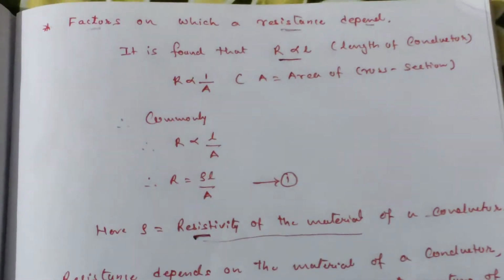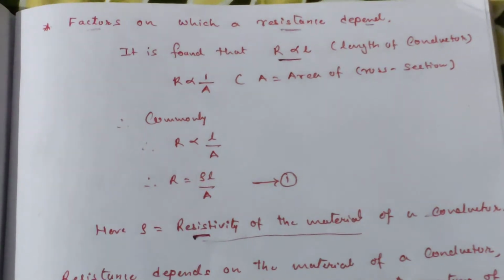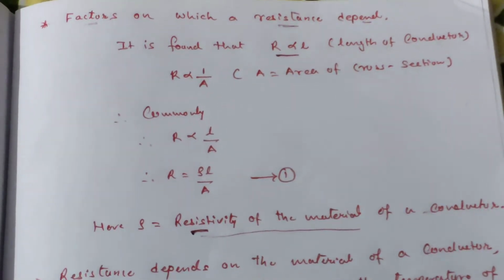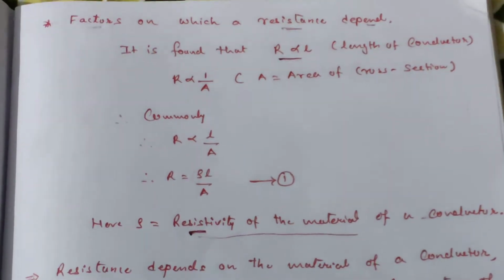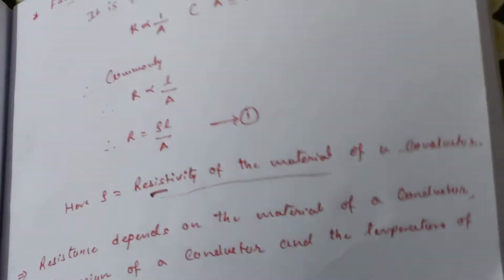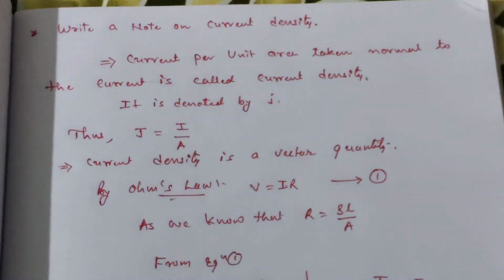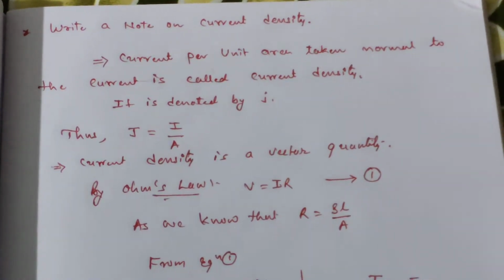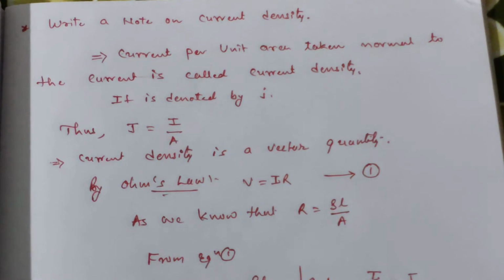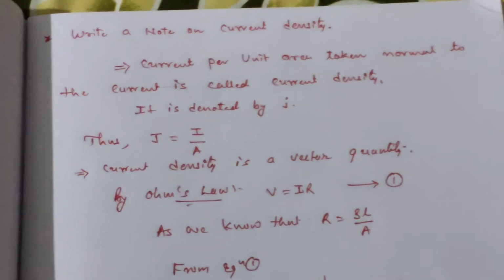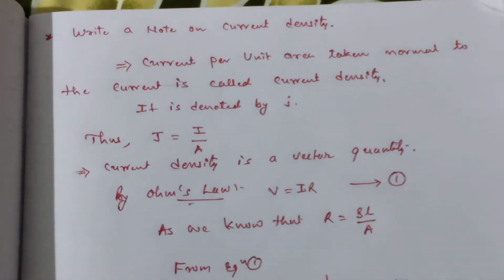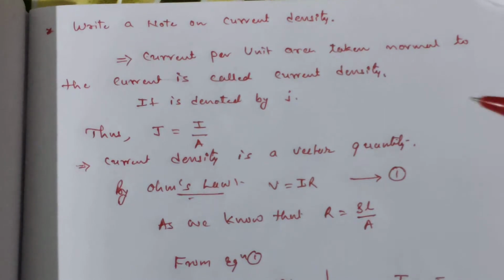Last time we saw the factors on which resistance depends, and basically we showed that resistance depends on length as well as on area. Now today we are going to see a relation between current density and electric field. So a simple case here I have. Let's see how to solve it.